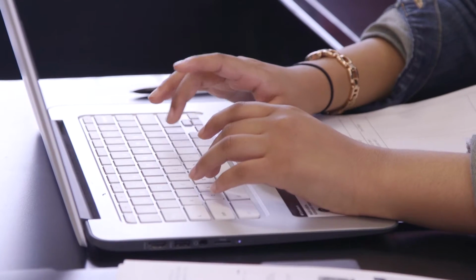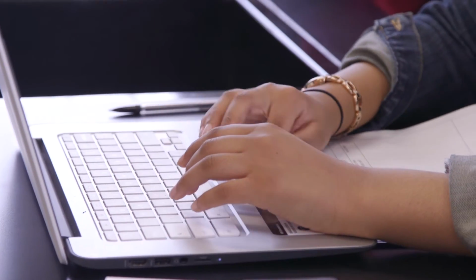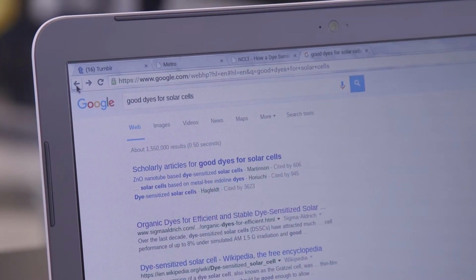Some of the ways that I knew that the students were being successful in collecting information was not only were they using the resources that I had supplied for them, but they were also finding other resources, other papers that had been written about dye-sensitized solar cells, and asking me questions about, what do you think about this dye? Or I'm thinking about this dye, but I'm not sure how to extract it.